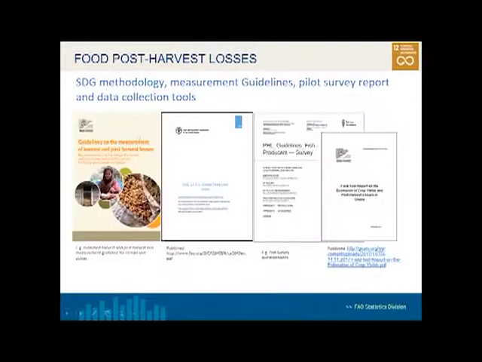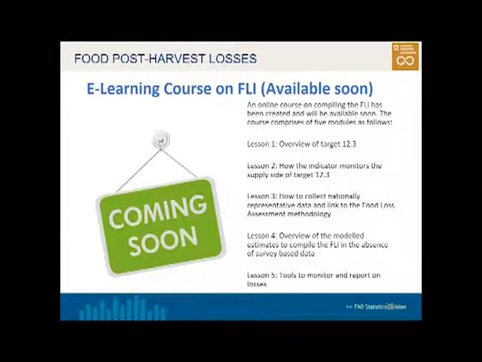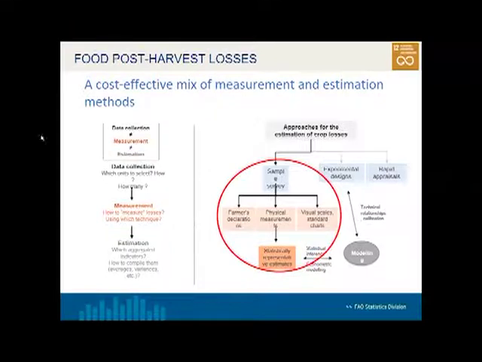The guidelines on the measurement of harvest and post-harvest losses have got their own e-learning, and there is a forthcoming e-learning that Christina has already introduced on the food loss index and on the indicators methodology. Now, what do the guidelines for data collection cover? In fact, they cover a mix of measurement methods and estimation methods. And very importantly, they do a distinction between the data collection method, so a survey and experimental design, a measurement method, so do you interview or do you scale the product, and the estimation methods, so do you use a model to do the estimate or do you scale up the results from the sample.